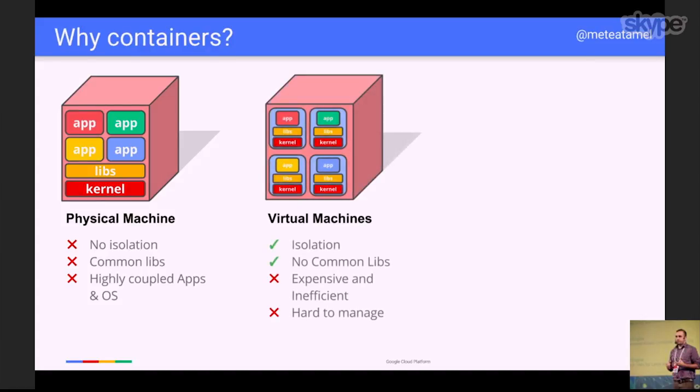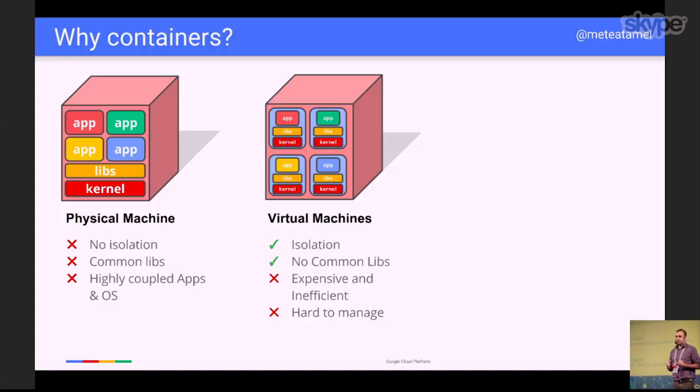Then came virtual machines. The idea of virtual machines is that on a single machine, you install multiple virtualized operating systems. And in these virtual machines, you have the operating system, the libraries, and the app itself. The great thing about this is that everything is totally isolated. So you're not going to break apps because you change the kernel, because you only change the kernel of the virtual machine itself.